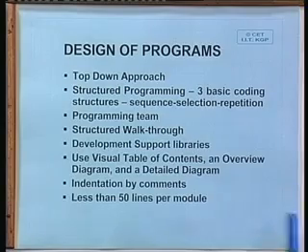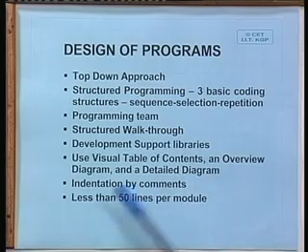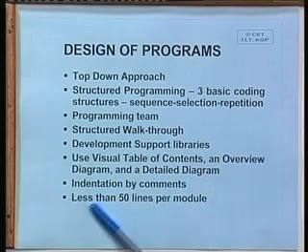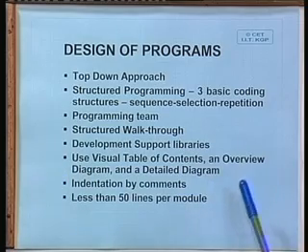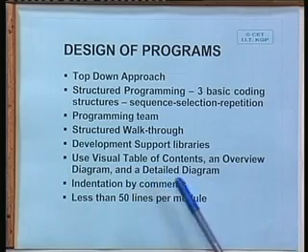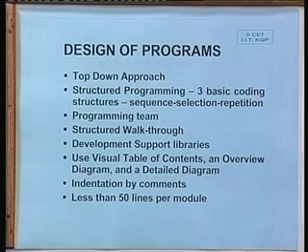Then there should be development support libraries. There should be two types of libraries. One is for enhancing the knowledge of the developers, and the second is where the standard libraries, standard functions, standard classes and objects are kept, which you can borrow for your application. Then there should be a visual table of contents, an overview diagram and a detailed diagram. These are what is known as HIPO charts, hierarchical input process output charts.